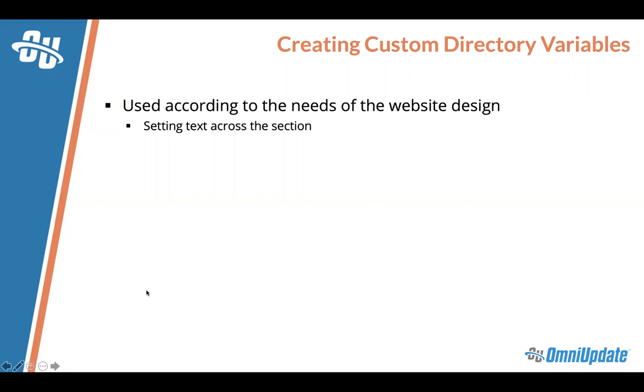So some common examples that I've seen of using custom directory variables is if there's a particular type of text that you want to set across the entire section. So maybe there's a section header that you're going to set in a directory variable and it'll be applied to all of your different pages. I've seen adjustments made to the design display. So maybe changing coloration or switching out background images or things like that.